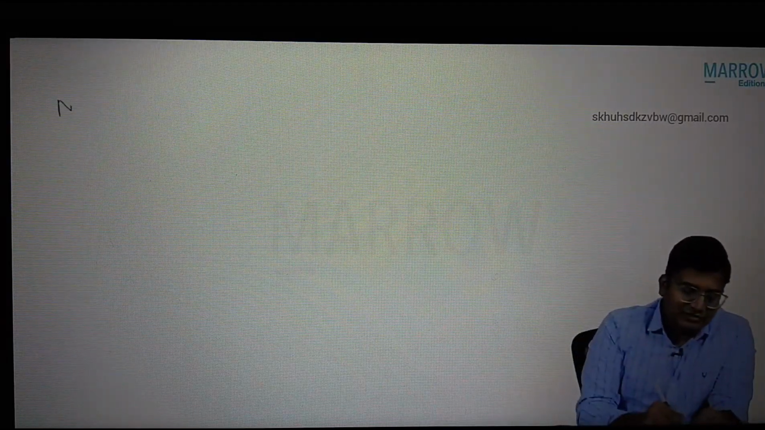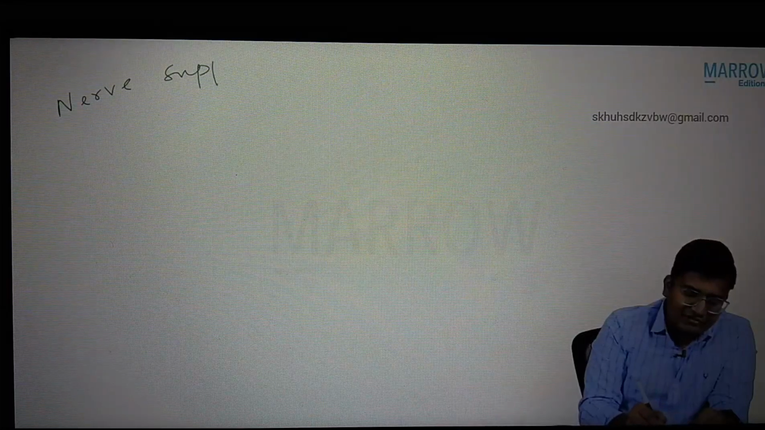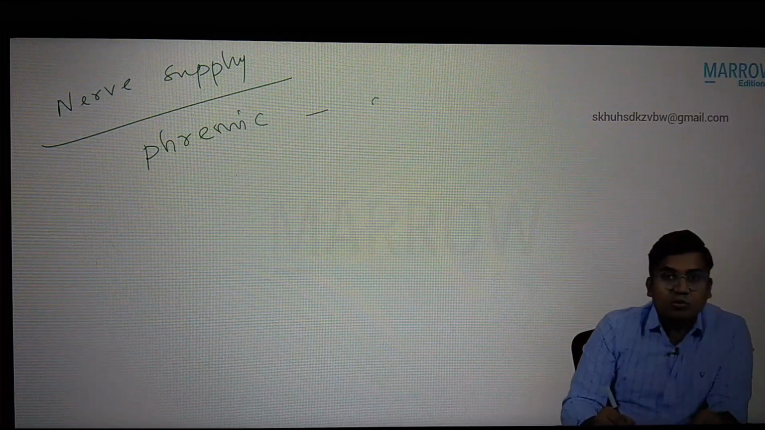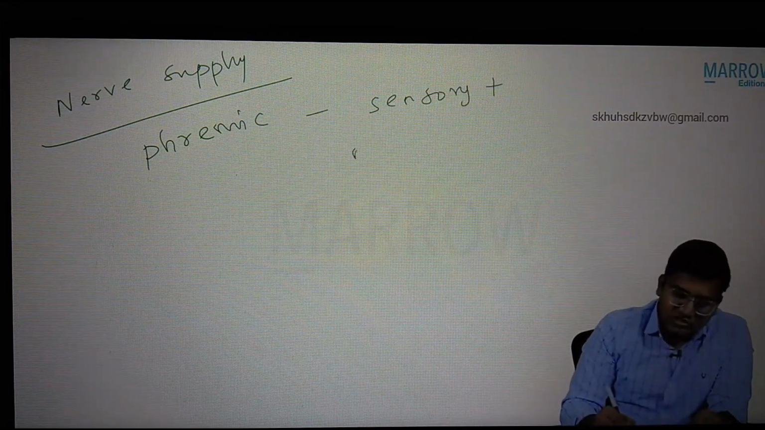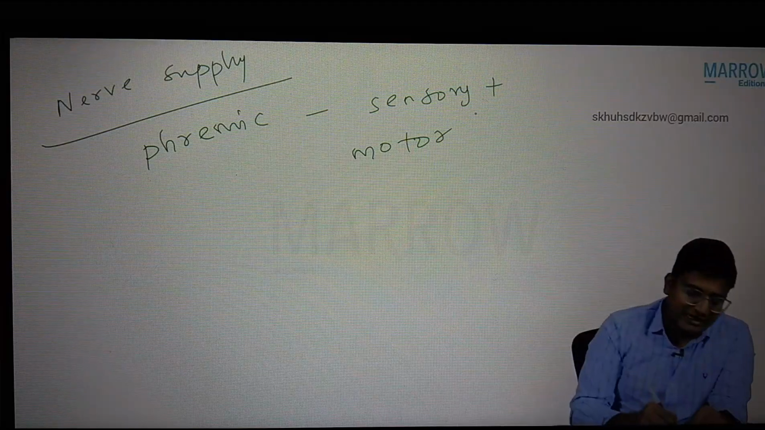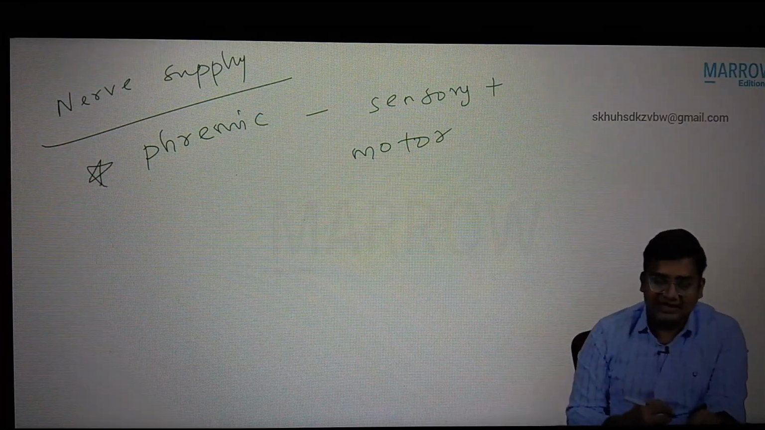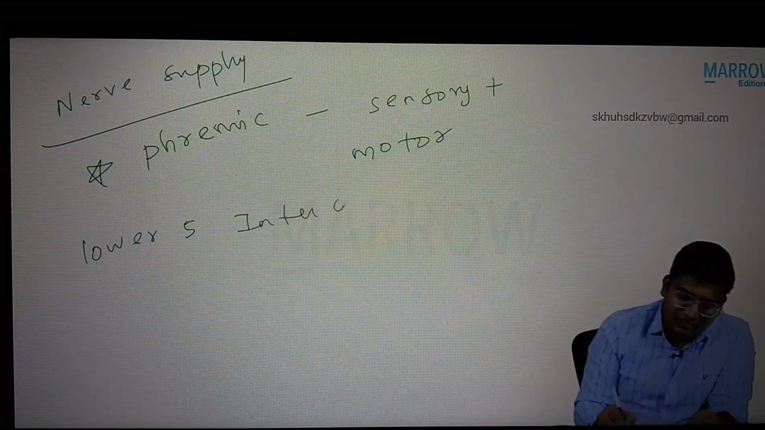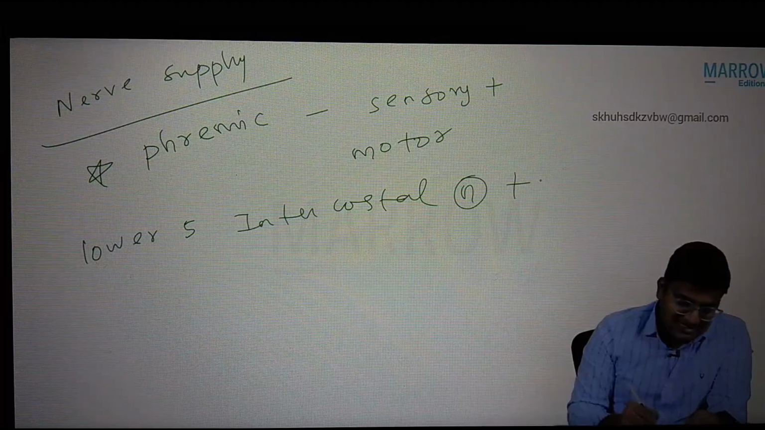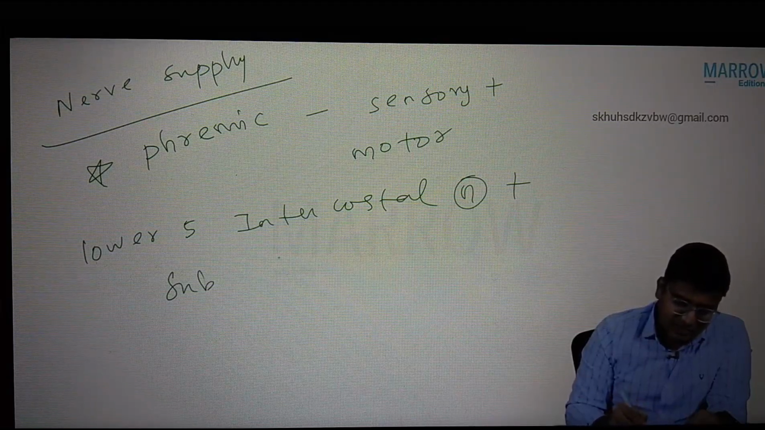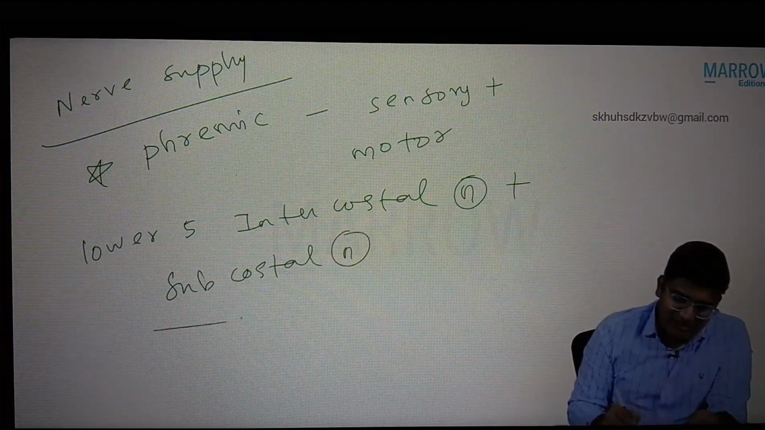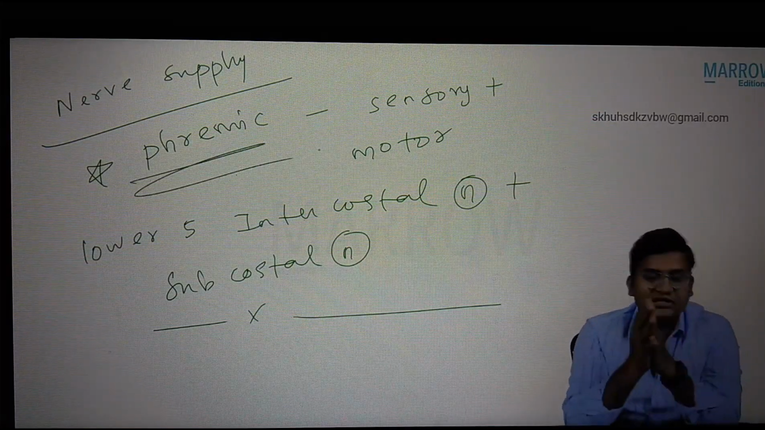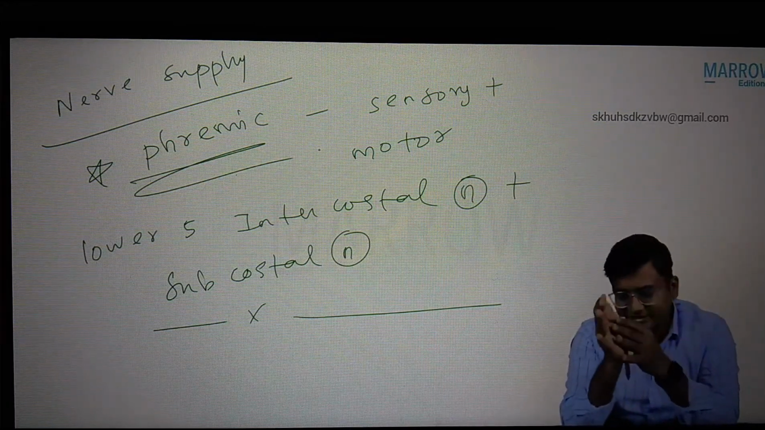So the last point on the diaphragm is the nerve supply of the diaphragm. The diaphragm is supplied by the phrenic nerve. See, the phrenic nerve carries both the sensory fibers from the diaphragm and also gives motor fibers to the diaphragm. And the lower 5 intercostal nerves plus the subcostal nerve. So the diaphragm is supplied by the phrenic nerve, the lower 5 intercostal nerves and the subcostal nerve. The phrenic nerve carries both sensory fibers and motor fibers, okay.